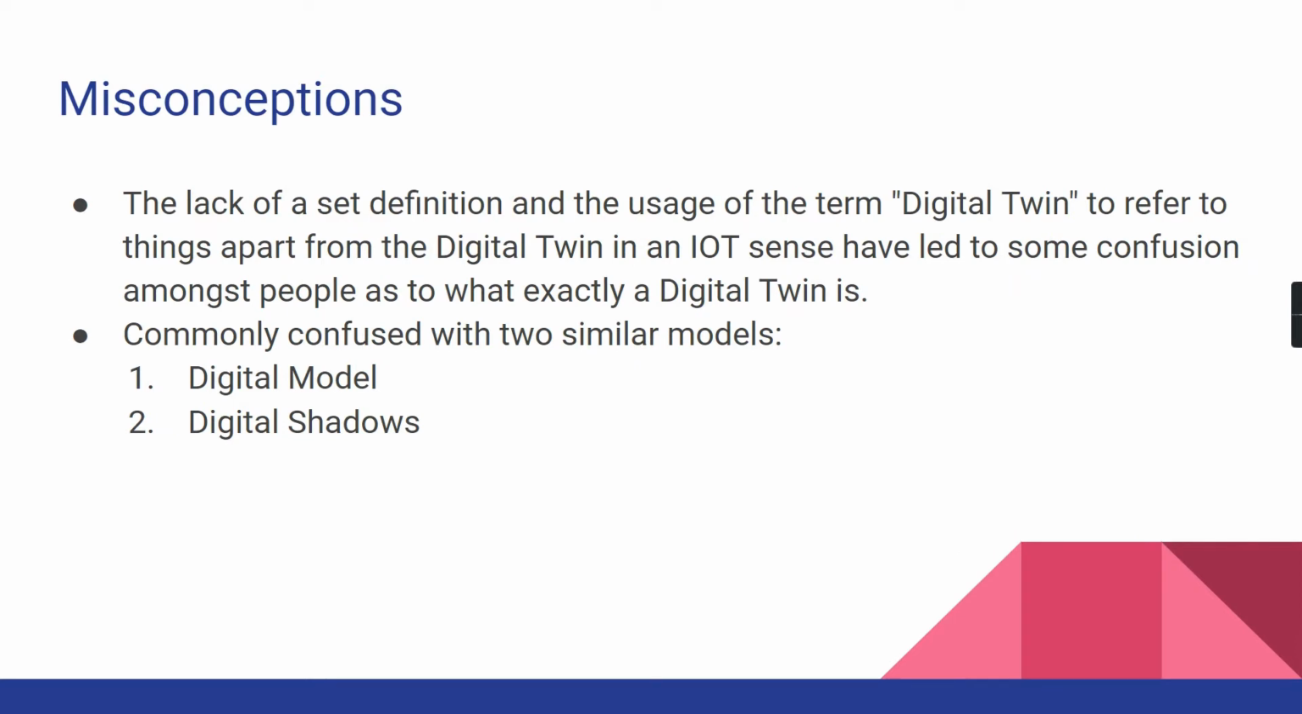So some common misconceptions about what a digital twin is. It would be the lack of a set definition and the usage of the term digital twin to refer to things apart from the digital twin in an Internet of Things sense, which has led to some confusion amongst people as to what exactly a digital twin is. Commonly, it's confused with two similar models, which are a digital model and a digital shadow, and we'll dive into what those are now.